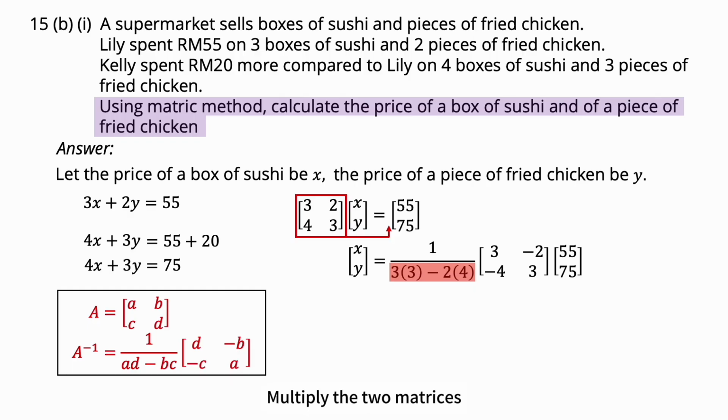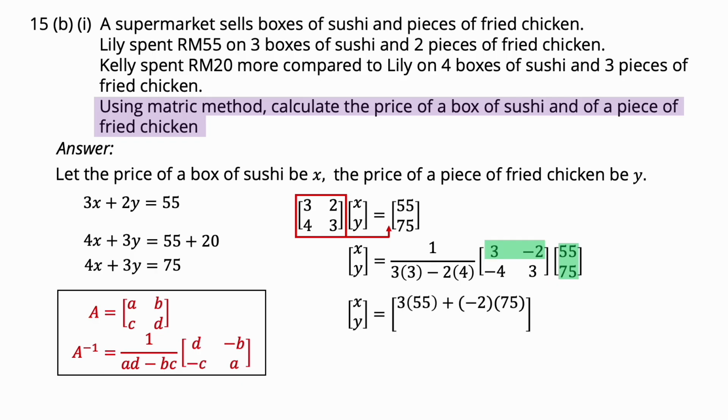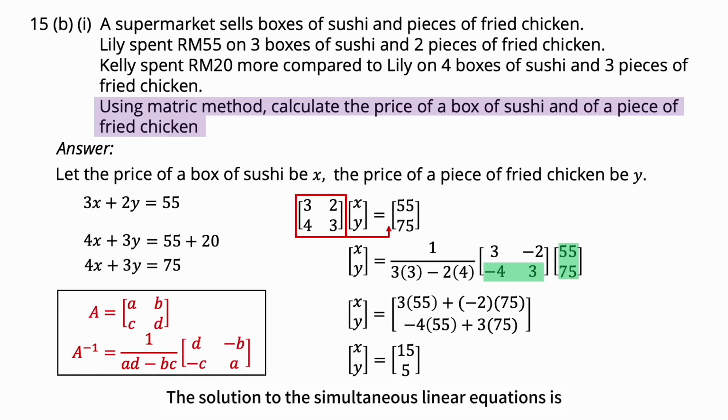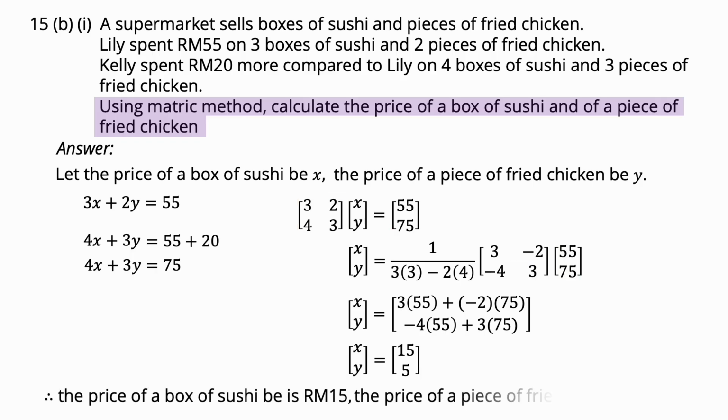Multiply the two matrices. The first row, first column, 3 times 55 plus minus 2 times 75. And the second row, first column, minus 4 times 55 plus 3 times 75. The column matrix 15 and 5. The solution to the simultaneous linear equations is x equals 15 and y equals 5. Therefore, the price of a box of sushi is Rm15. The price of a piece of fried chicken is Rm5.